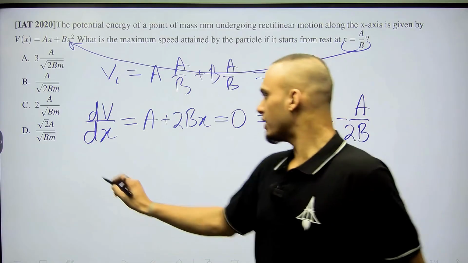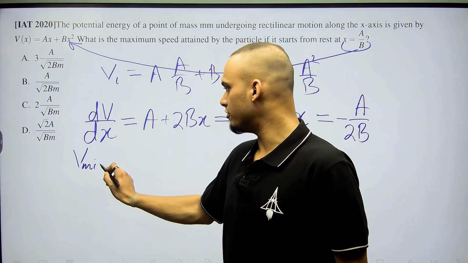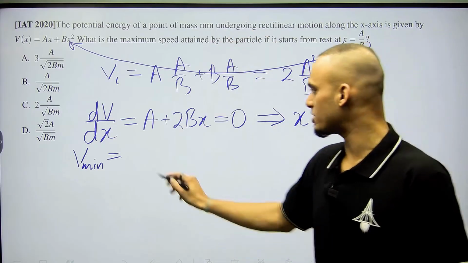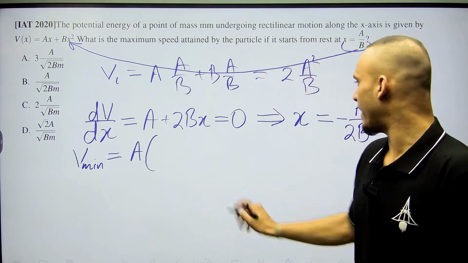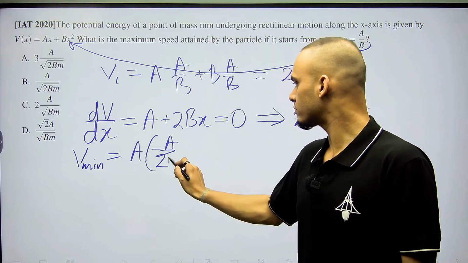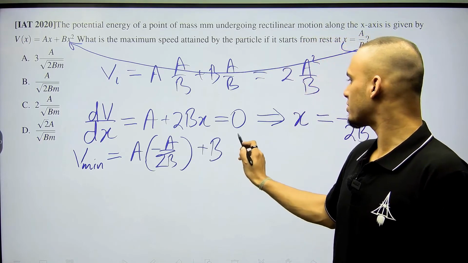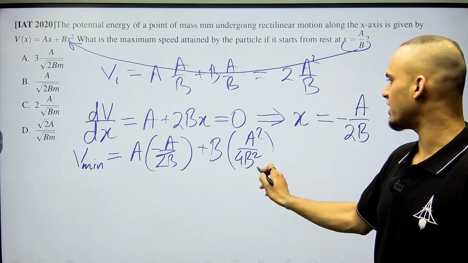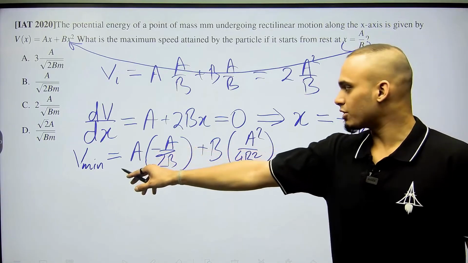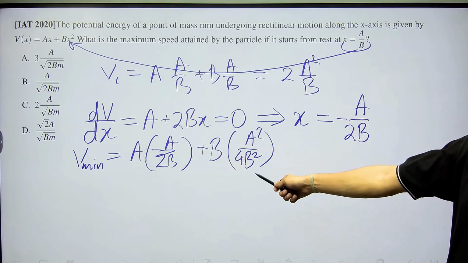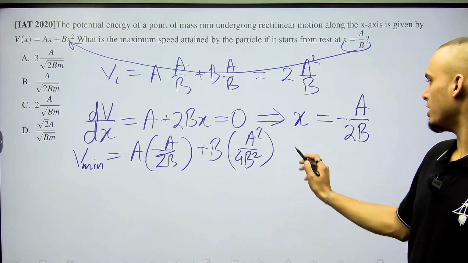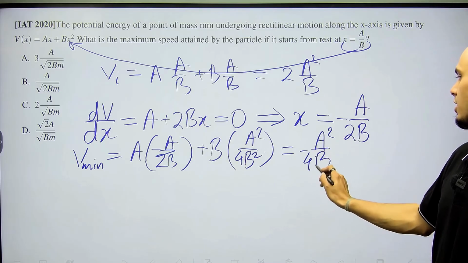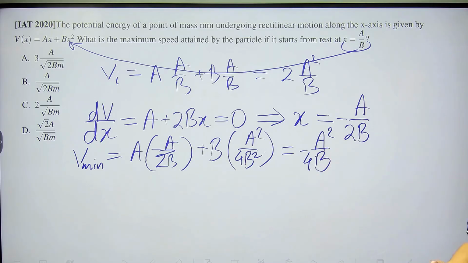and at this point the minimum value of potential energy V minimum will be equal to, we can just substitute this value into the expression, A times minus A by 2b plus B times A square upon 4b square, since we are squaring these terms. This term gives us minus A square upon 2b, this term gives us A square upon 4b, so we will be left with minus A square upon 4b as the minimum value of the potential energy of this particle.